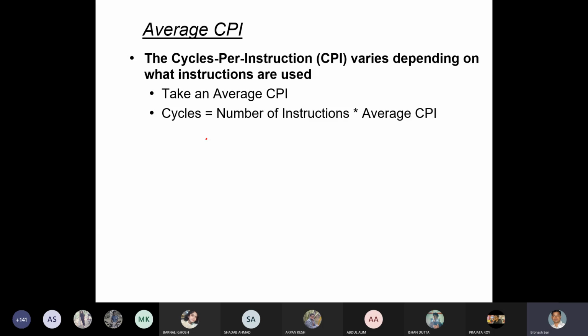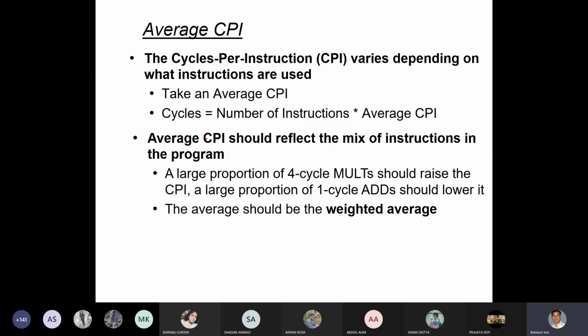Now it is clear how to find the cycles. Okay, so the question that comes is how to calculate the cycles. Now the average CPI should reflect the instructions in the program. So a large portion of 4-cycle multiplications should raise the cycles per instruction, and a large portion of 1-cycle instructions should lower it.